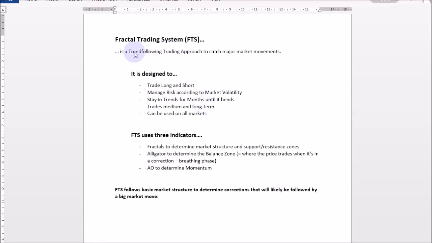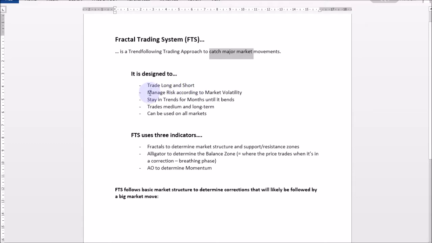First of all, it's a trend following trading approach that I pretty much use simply to catch major market movements. I'm not interested in small stuff. I'm not interested in picking highs or bottoms. I want to catch major market movements by trading the right breakout signals. This fractal trading system is designed to trade in both directions, long and short.